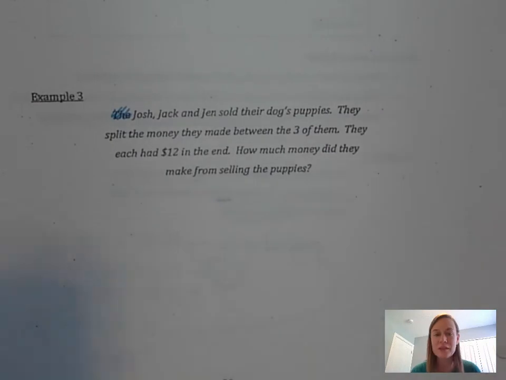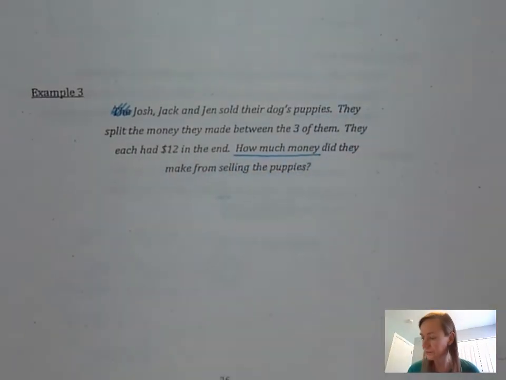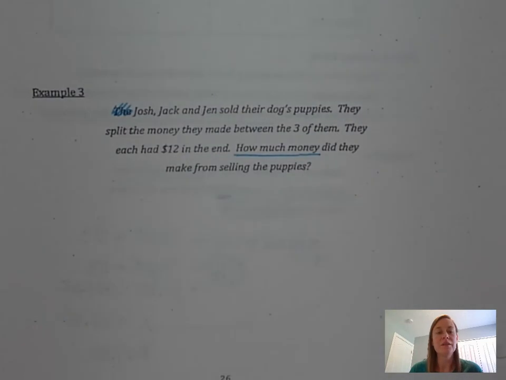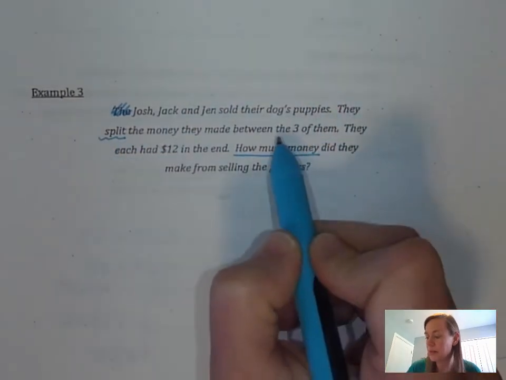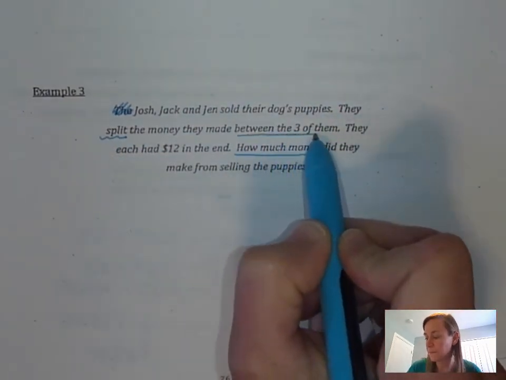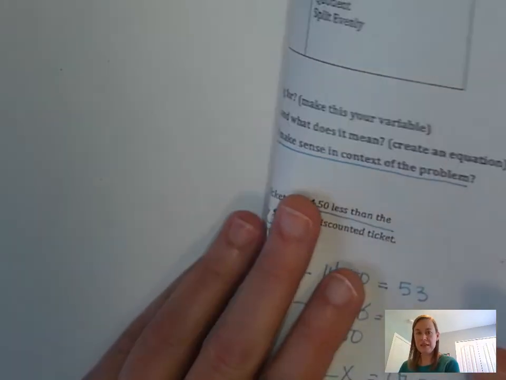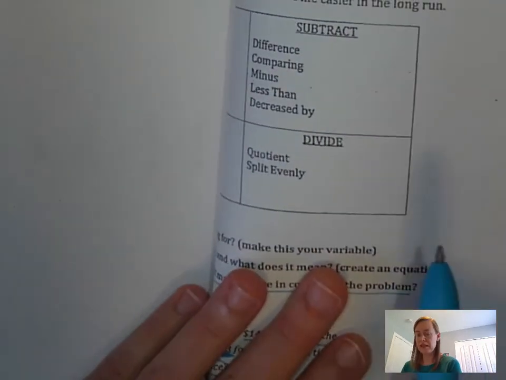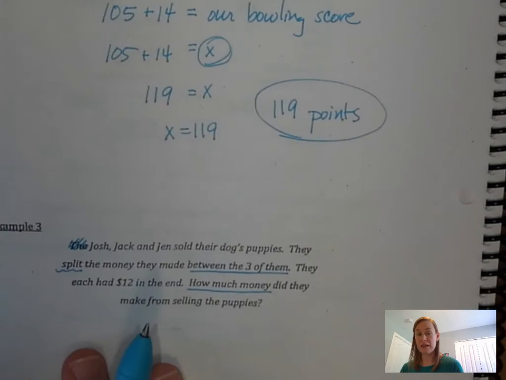Okay, so what are we looking for? What's the question? The question is how much money? Now, what do we already know? Okay, we know that they split the money between the three of them. Now, if you remember, or if you paused the video and wrote it down, split was on this other page under divide. So that's a good hint that we're going to have to divide there.